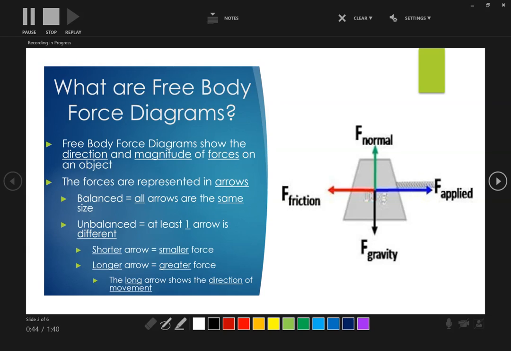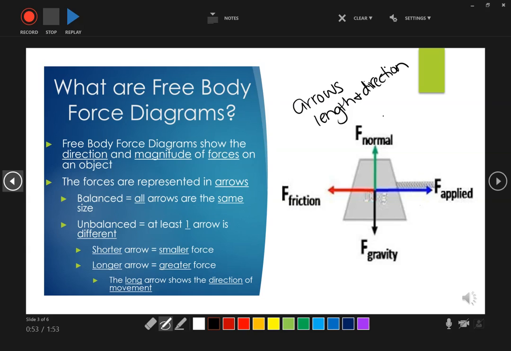If we take a look at this example on the right, we can see that all four forces are labeled. We have the applied force, which is moving to the right. We have friction force, which is the opposite of the applied. We have gravity force, which is pulling down. And then we have normal force going the opposite of gravity. So in a free body diagram, we have arrows, right? And length and direction is an important piece of that, right? And they are also labeled, okay? We know which arrow is which.